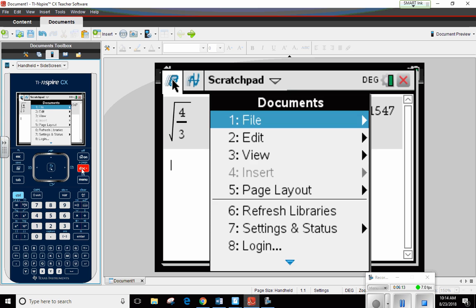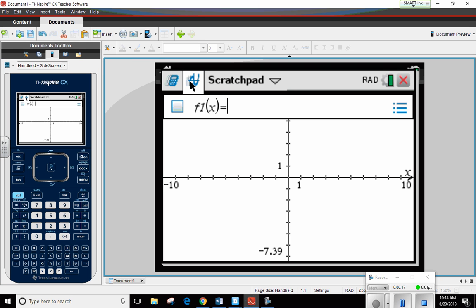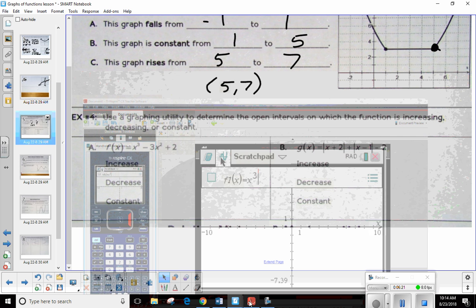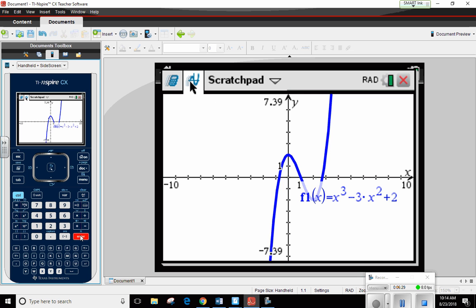All right, so let's see here. Let me go ahead and document out here. So I'm going to say x cubed, what was it? Minus 3x squared plus 2. There we go. Okay, so I'm going to go ahead and graph this. So we see this guy right here.